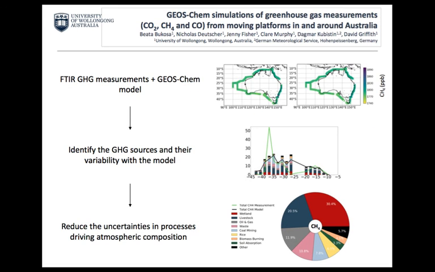So my research focuses on the sources and sinks of different carbon greenhouse gases. We use measurements from different platforms across Australia, interpret them with GEOS-Chem in order to identify different sources of these gases and their latitudinal variability. And we do this in order to reduce the uncertainties in processes driving atmospheric composition and, of course, emission estimates. So if you're interested in these plots, come and look at my poster. Thank you.